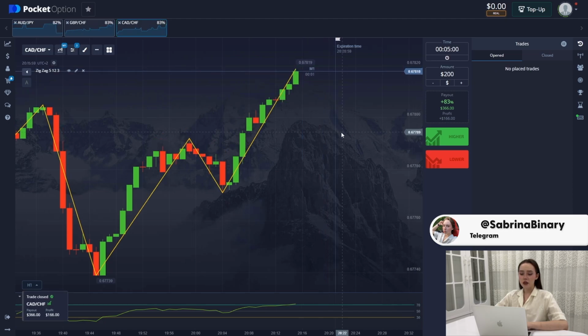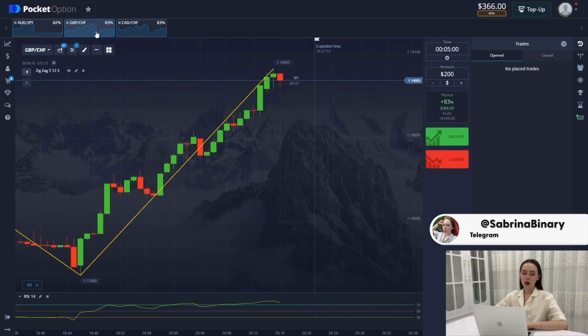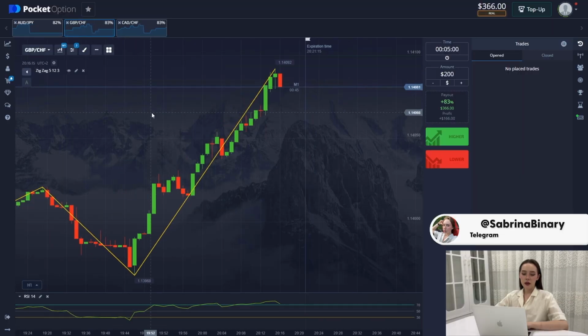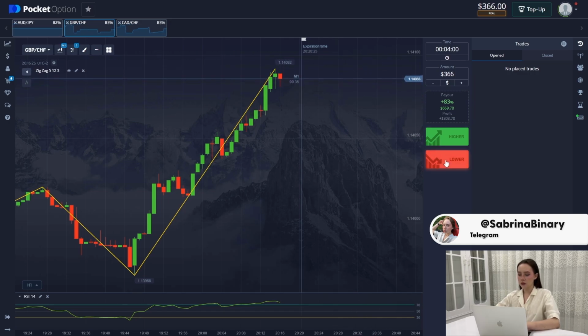Well, trader, the deal closed in our favor and the profit was $166, but we'll move on to the next currency pair. A great currency pair, but first let's set a smaller time frame of 4 minutes, and we will open a trade for the entire current balance.